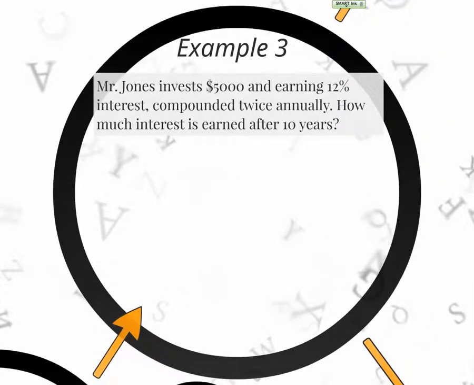So this example is about Mr. Jones. He's got a little bit more to invest. He's investing $5,000 and his account is earning 12% interest. It's actually compounded twice annually. So how much interest is earned after 10 years?